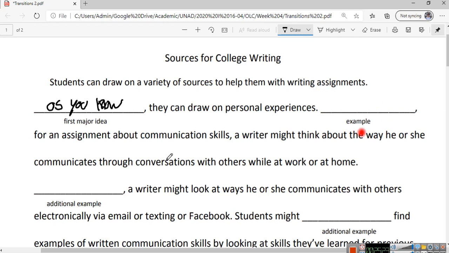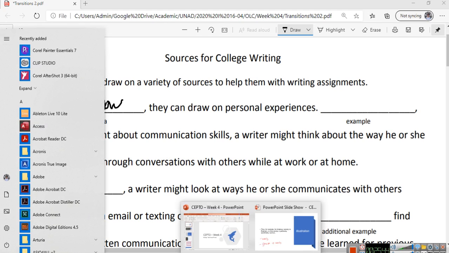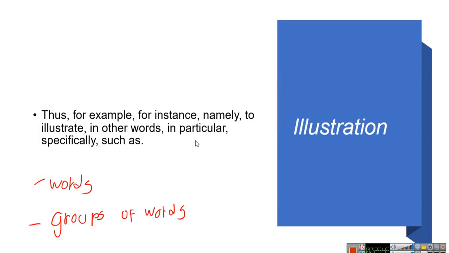Look, it's asking you for an example, and then for an assignment about communication skills, our writer might think about the way he or she communicates. Try to make sense of that. Could you show me the screen of the illustration words? All right. They control personal experience.